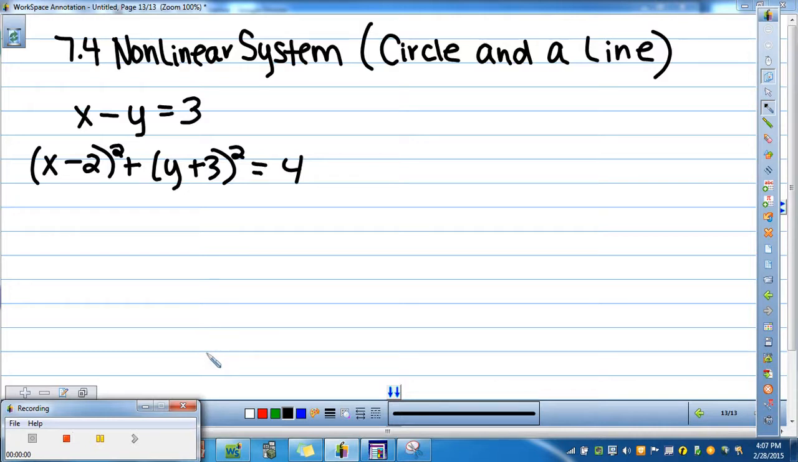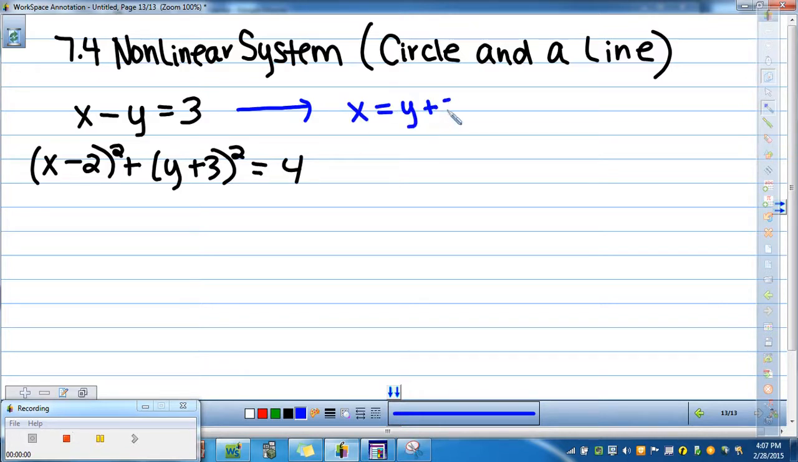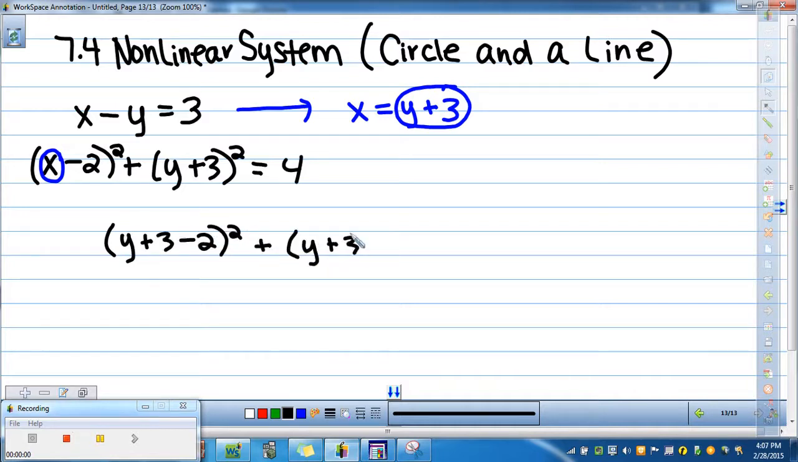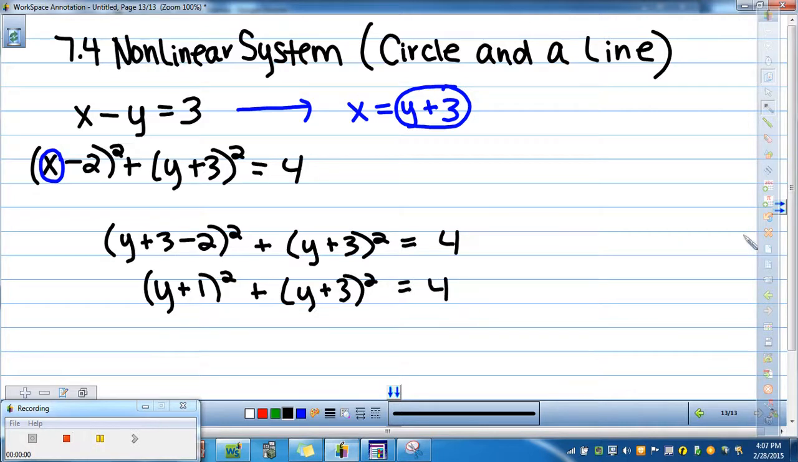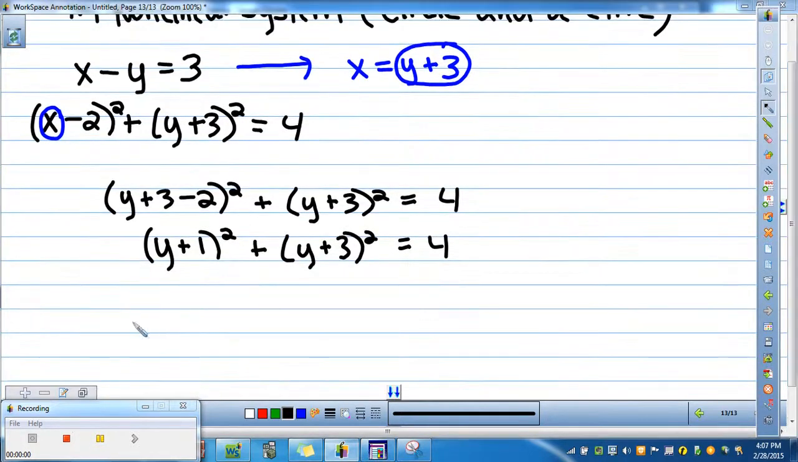We will solve this system by substitution. Let's begin by rewriting the first equation as x equals y plus 3. Now we will take y plus 3 and plug that in for x into the second equation. This gets us an equation in one variable, y. Now we will simplify this equation.